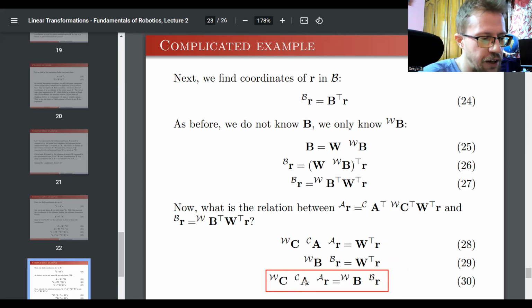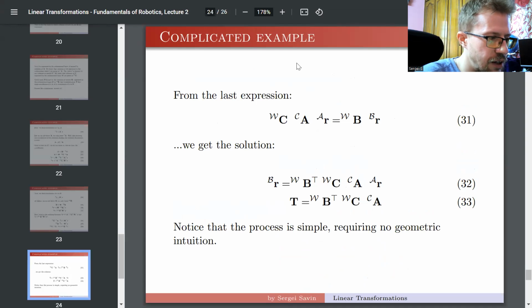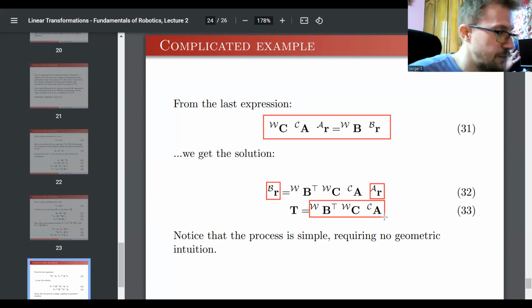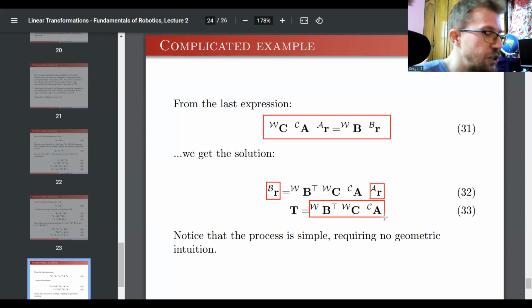C in terms of omega, A in terms of C, R in terms of A, B in terms of omega, R in terms of B. And from that, I think it is clear what's the next step. Next step is having this expression, we just express RB in terms of RA, and the T transformation is this. The answer. That's it. Please notice, it was a lot of, like, 3 slides, but nothing there was difficult.